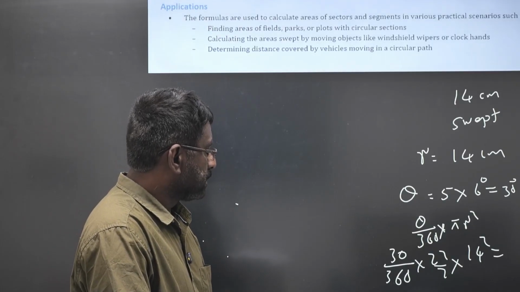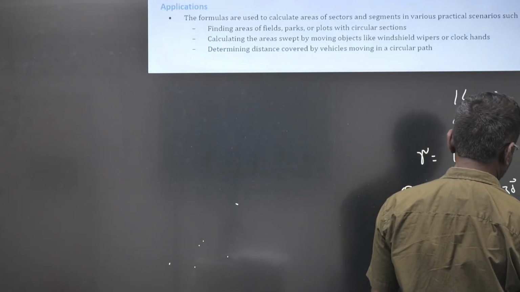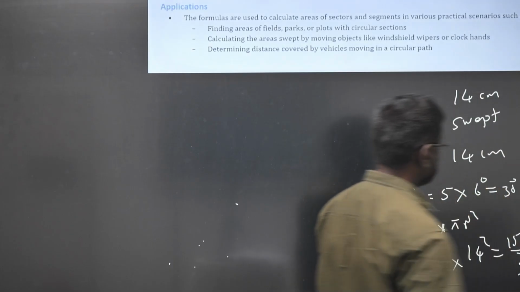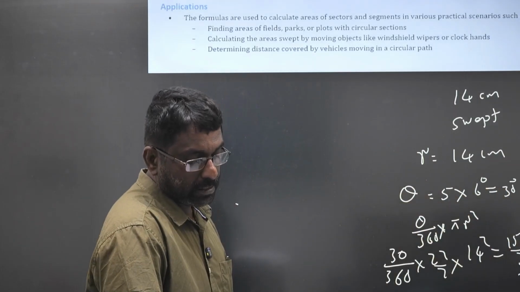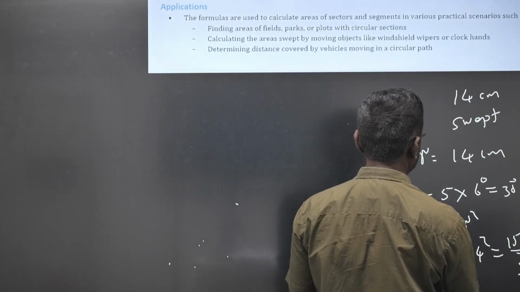This is the calculation part. Simplify this, you will get 154 by 3 centimeter square. This part is very important.